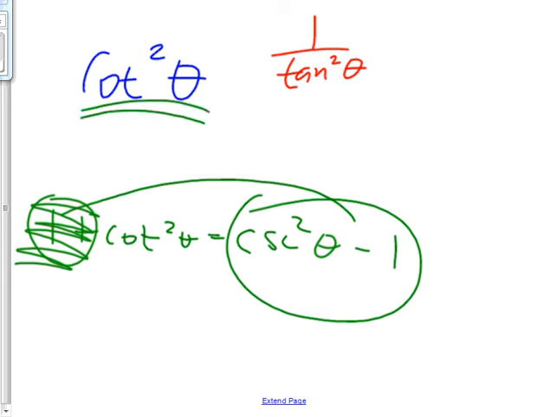And the last one I can think of is tangent is sine over cosine. So cotangent is cosine over sine, because tangent was sine over cosine. Cotangent is the flip, and therefore it's cosine over sine. All right, so there's a lot of different options.